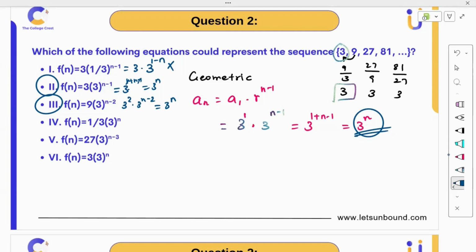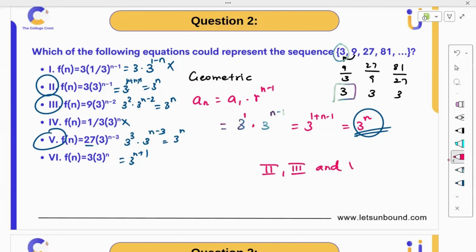1 by 3 into 3 power n, no. 3 power n, of course, there is one extra, so this will not be. 27 into 3 power n minus 3: 27 is 3 power 3 and 3 power n minus 3. When you add them, you will get 3 power n. The 3 minus 3 will get cancelled, so this is. And this will not be because of 3 power n plus 1. So it's 2, 3, and 5. These equations will represent the sequence here.